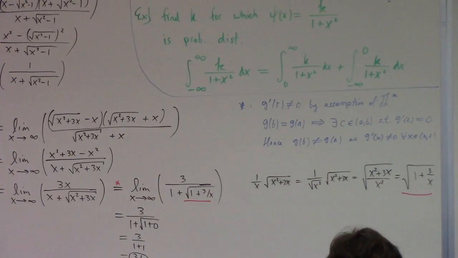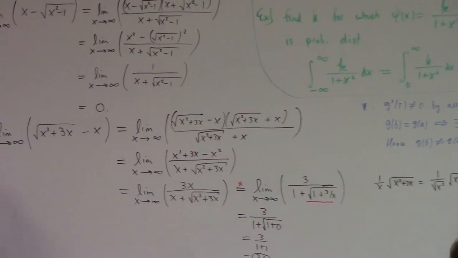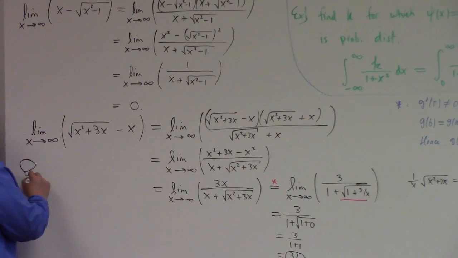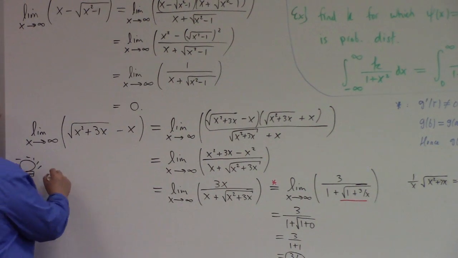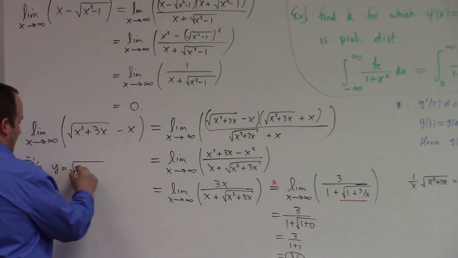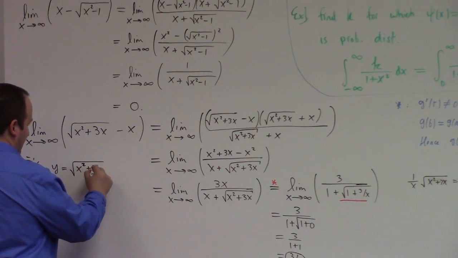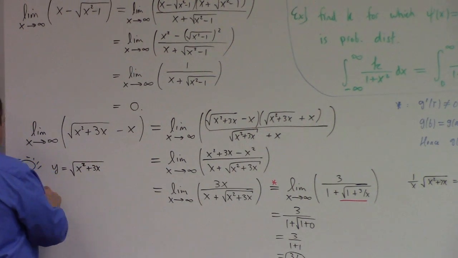So here's a fun question. If you work this out, what's asymptotic to this? Here's a way to make this problem more interesting. We can answer a corresponding asymptotic question. So like y equals the square root of x squared plus 3x is asymptotic to what?